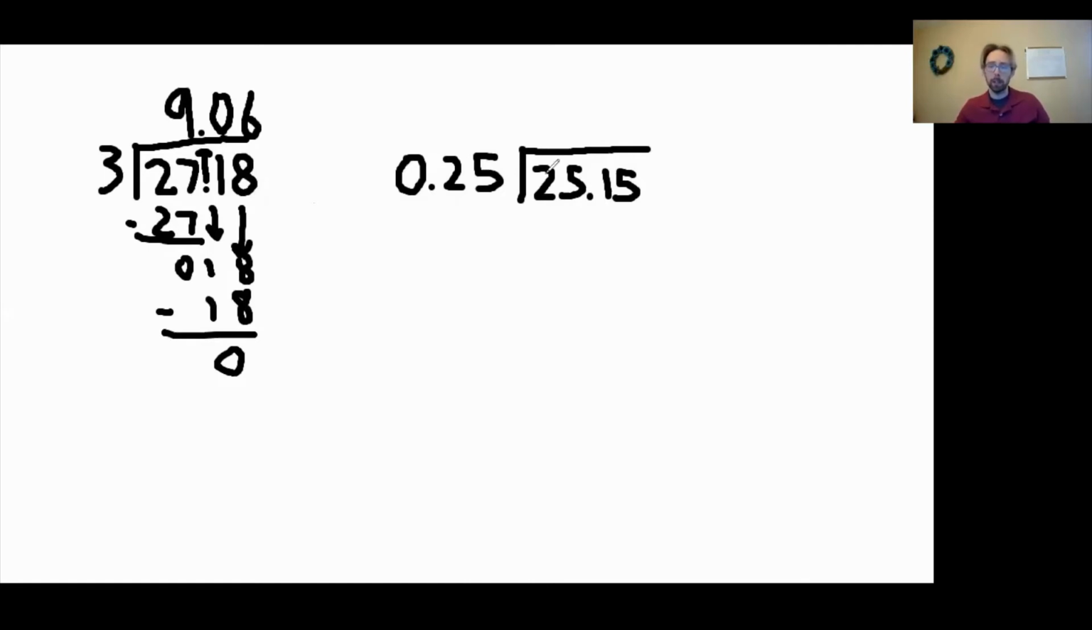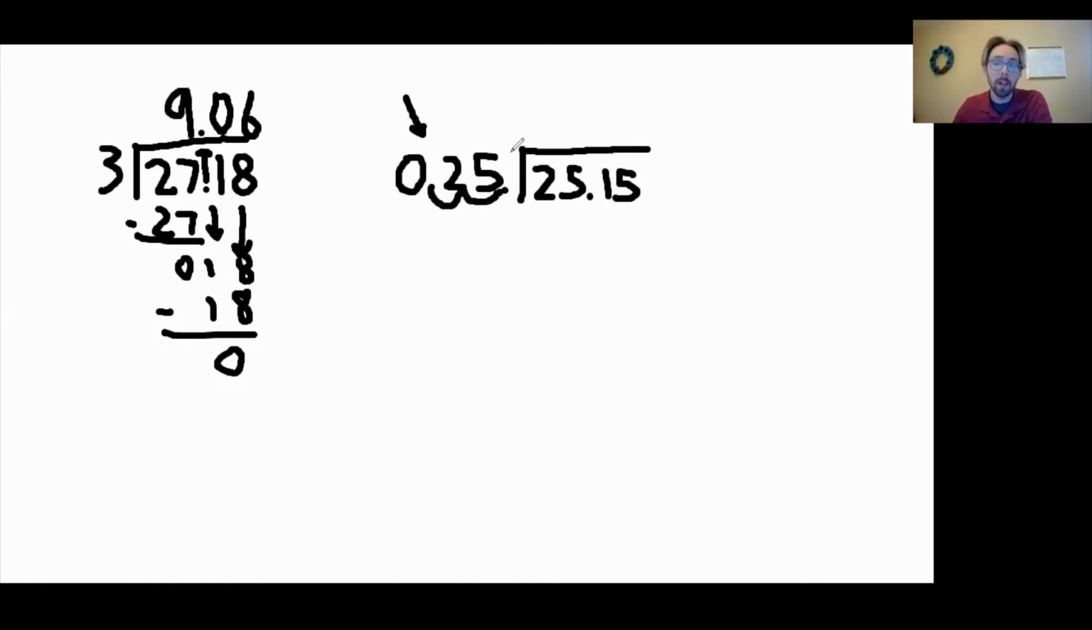Now let's look at our second problem. This one's a little bit different. We have 25.15 divided by 0.25. Well, when we're doing division, this number right here cannot be a decimal. So what you have to do is move the decimal over until it's a whole number, and then you can do your division. So I'm going to move the decimal over to the right 2 times, which makes this 25.